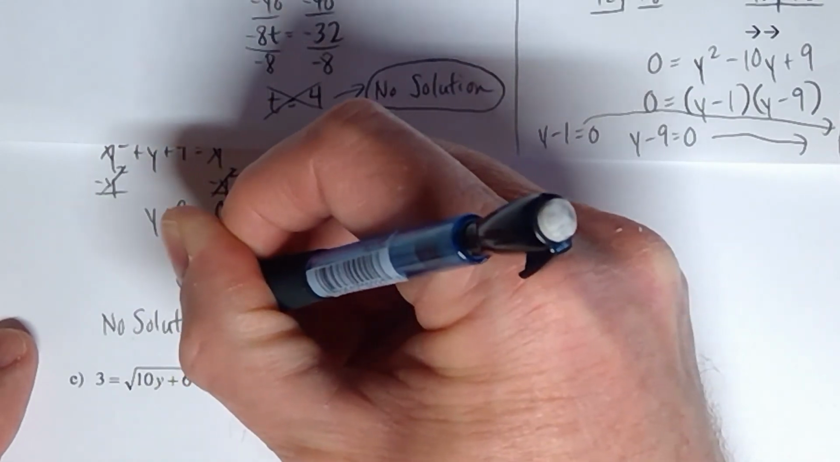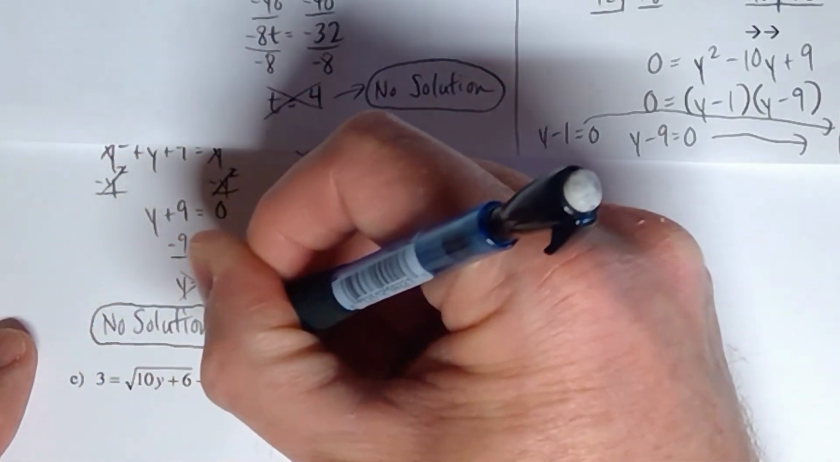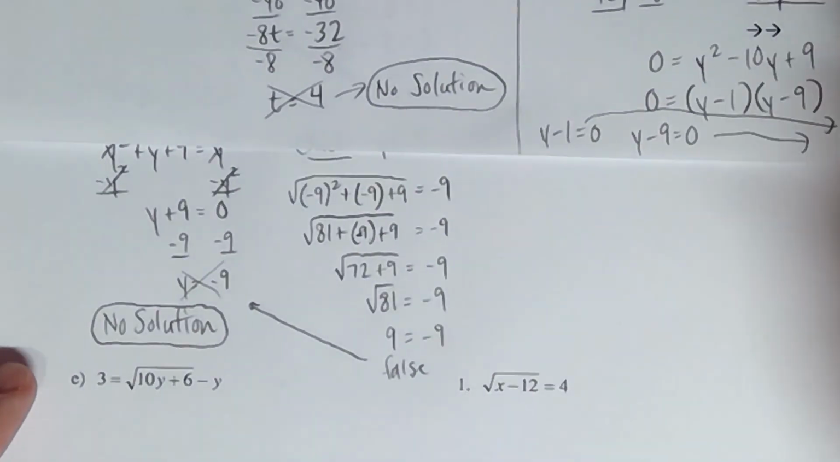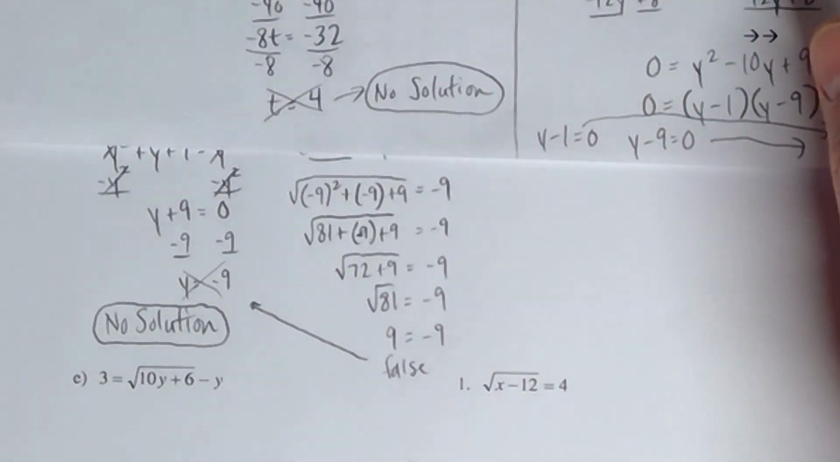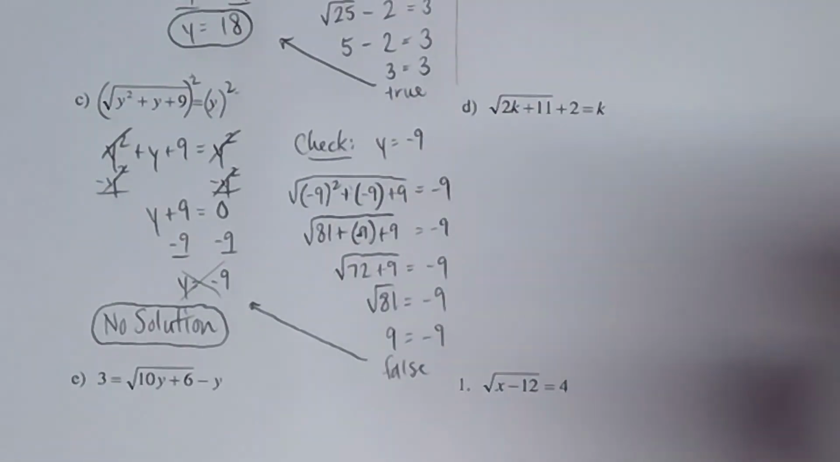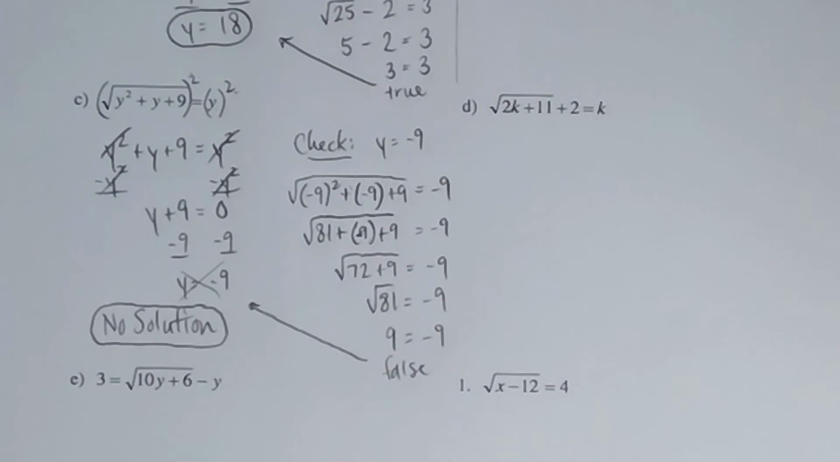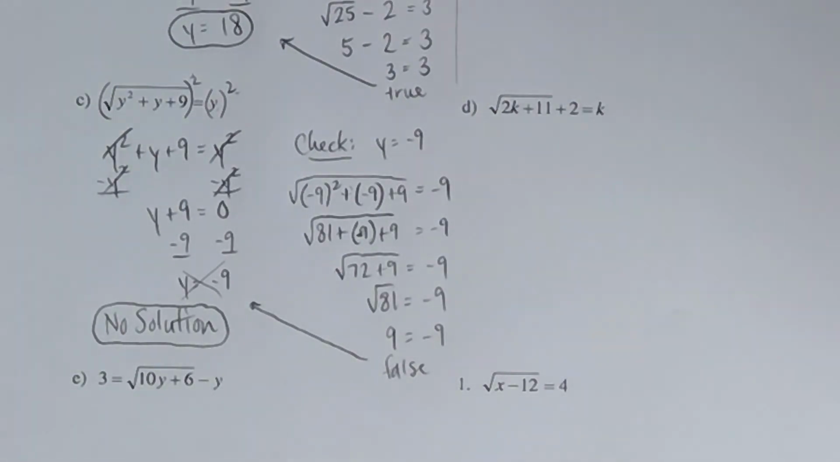Sometimes you'll get two answers, and one of them will be good and one of them will be bad. You'll see that coming up here. But if you have nothing left after you've checked your answers, that's when you say no solution. But if there's still one good one left, then don't say no solution, because there's still one that's good. You still have one solution left. Again, we'll see that coming up.